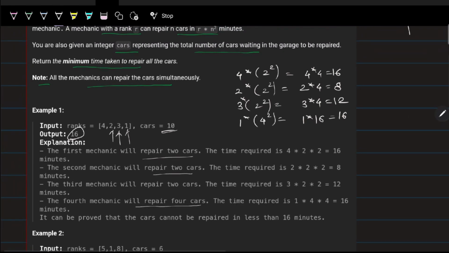It can be proved that the maximum time taken by any mechanic would be 16. So this is the answer for this problem. We have to return how much time they can take. 16 is the minimum possible time that is required to repair all the cars. That is what the problem is saying to us.